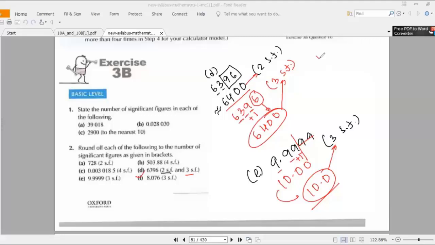Now, question number F says 8.076. We need to convert this to three significant figures. So three significant means this is first significant, second significant, third significant. So we have to stop here, at 7. Now we need to think about the next digit, 6. For 6, we have to add 1 to the previous number, because this 6 is greater than 5. So if we add 1 to 7, it will be 7 plus 1, 8. So the final answer will be 8.08.